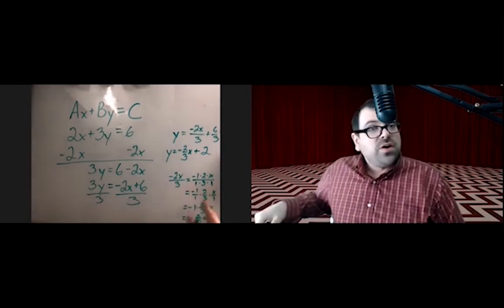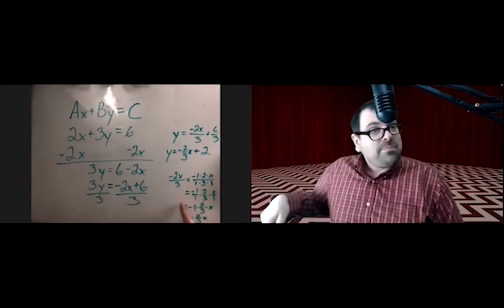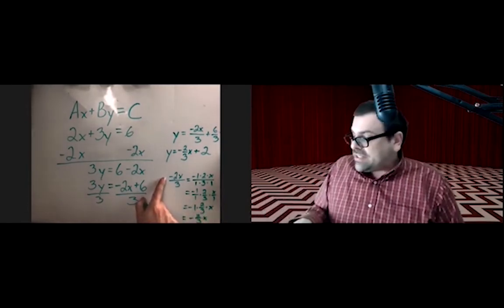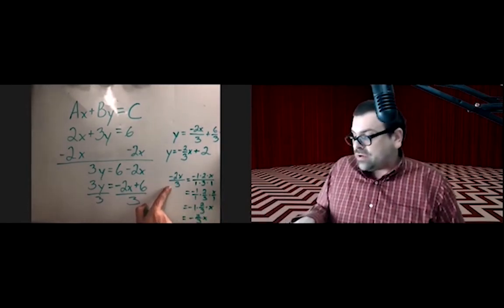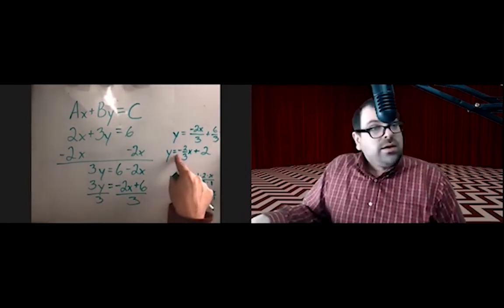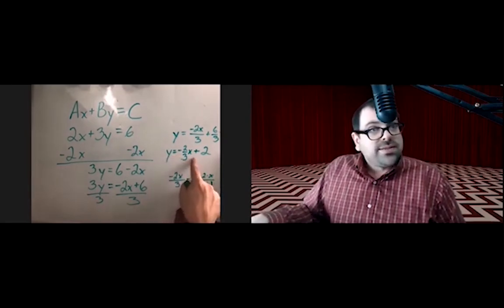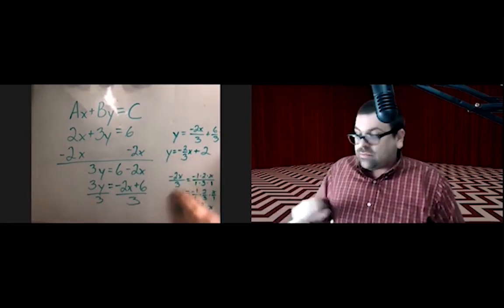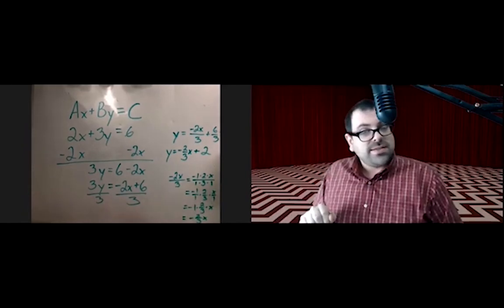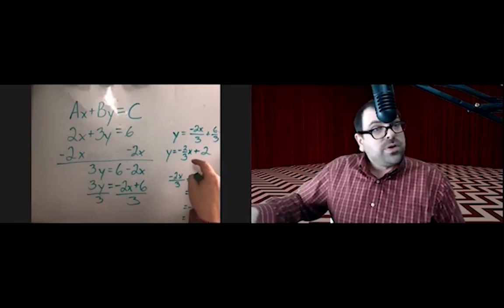We don't have to do all this work every time, because this is what's happening in the background. Whenever we see something like that, negative 2x over 3, we can just go ahead and make it a negative fraction with the x floating next to the fraction, because x over 1 is just x.